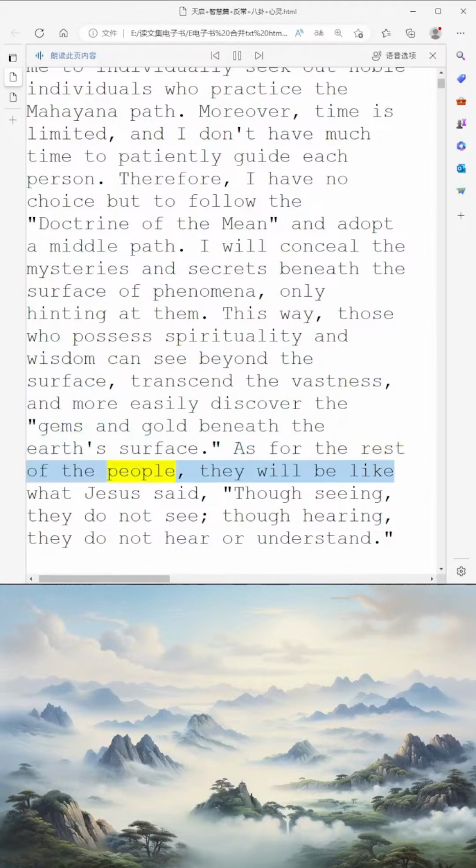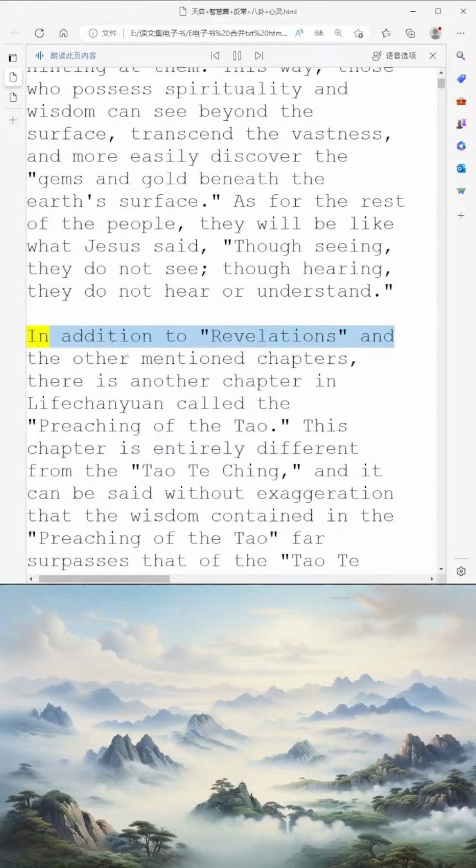As for the rest of the people, they will be like what Jesus said, though seeing, they do not see. Though hearing, they do not hear or understand. In addition to Revelations and the other mentioned chapters, there is another chapter in Life of Chanyuan called the Preaching of the Tao.